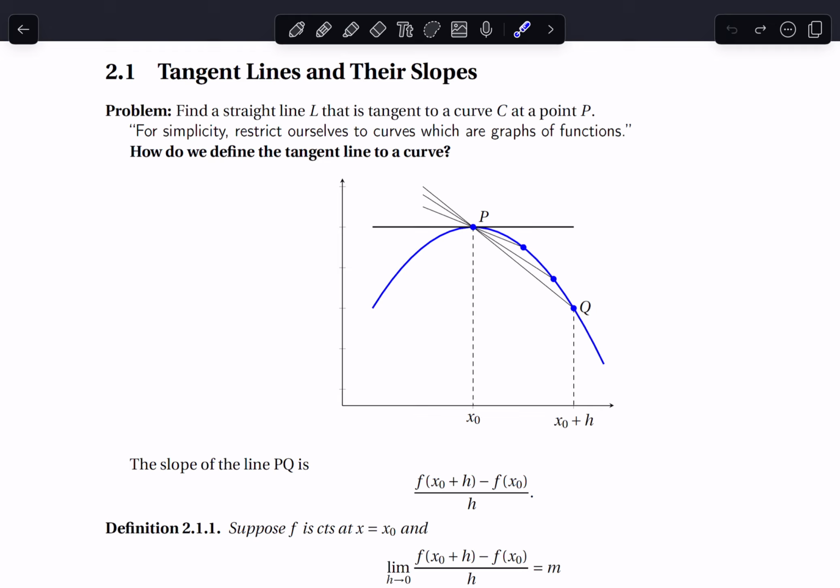Okay, so scientists like Newton and Leibniz thought about this problem. Find a straight line L which is tangent to a given curve C at some point P. Okay, so how do you define this tangent line?